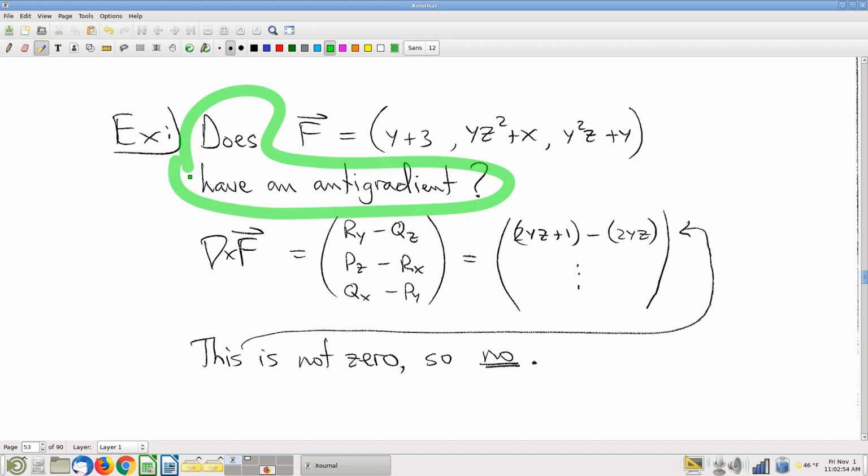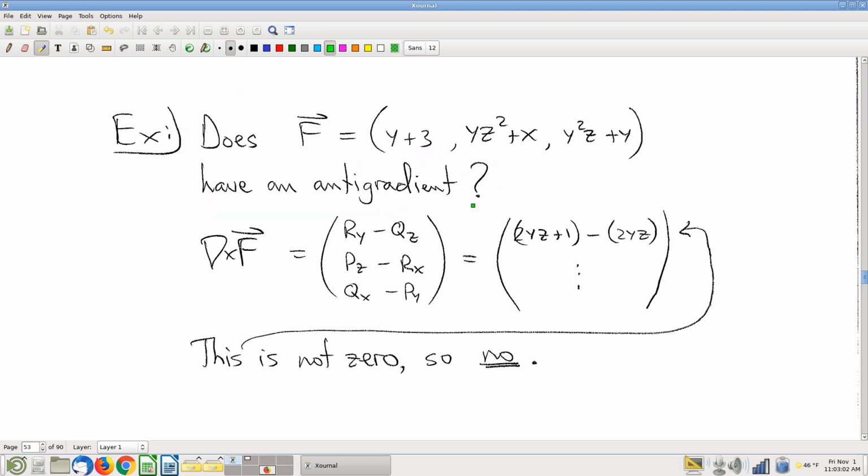By the way, you could go through and play the game, but before you even play the game, you can see if the game is rigged against you. That's always a good thing to know. Take the curl here of that vector field. And remember, we have a formula for curl.